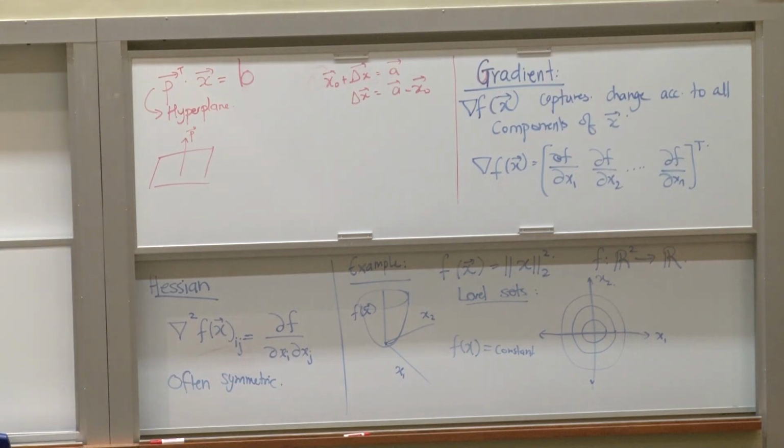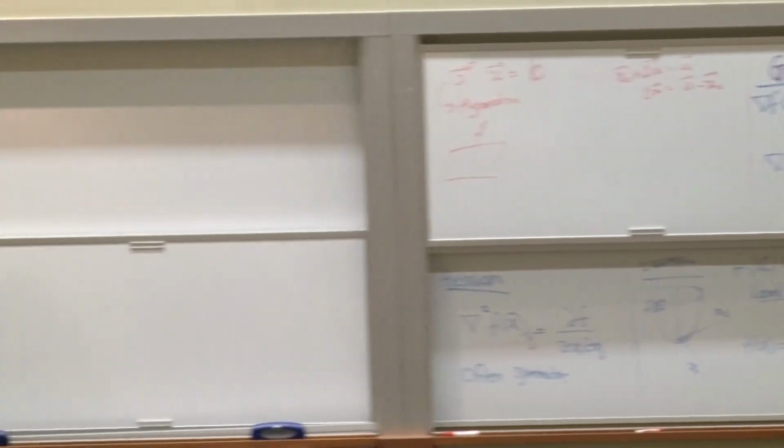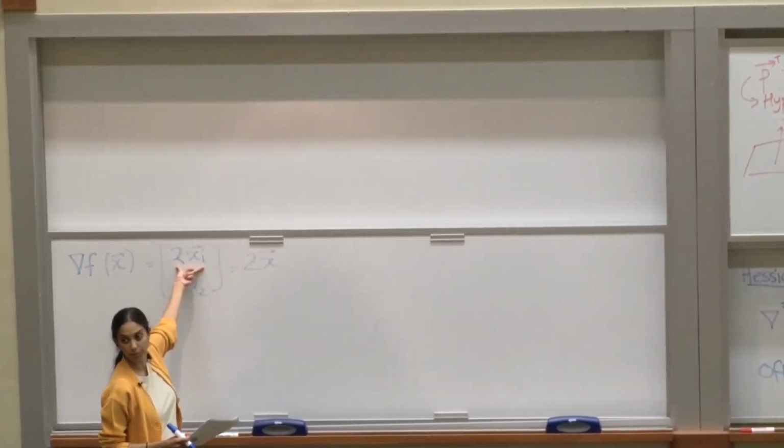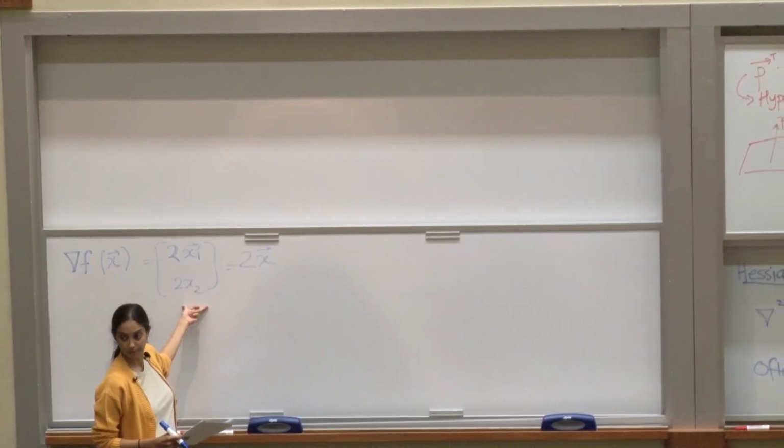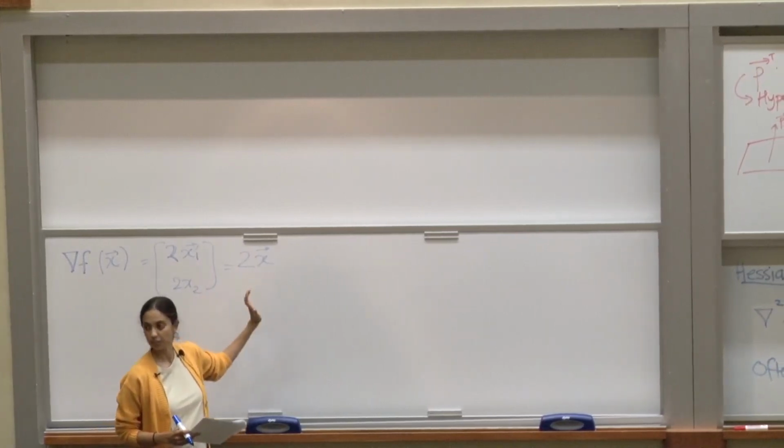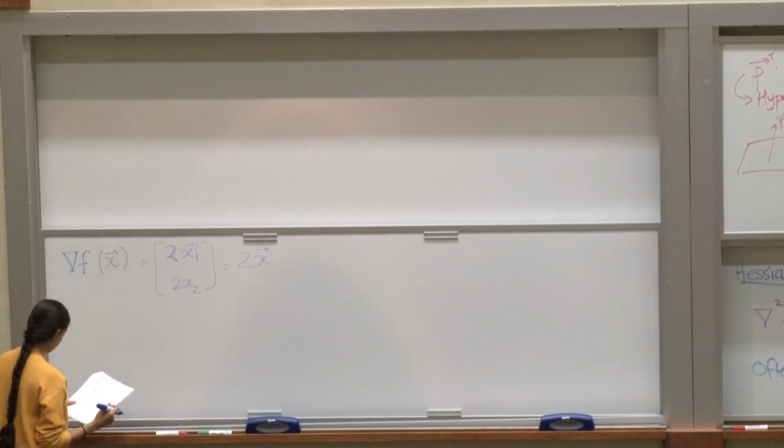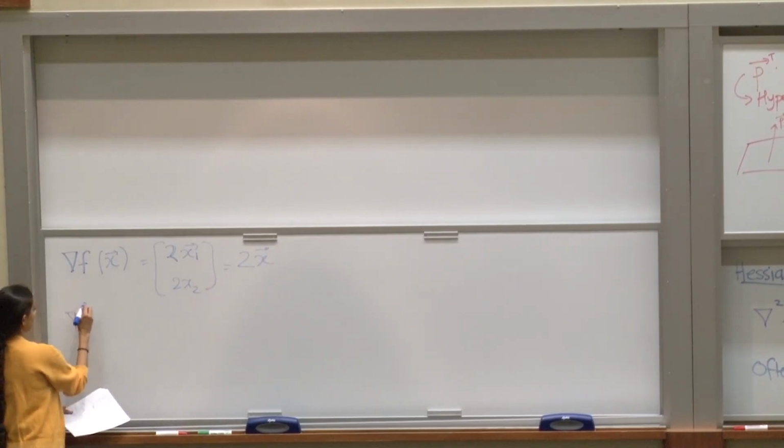So what is the gradient of f of x? 2x1, 2x2, otherwise written as just 2x, right? Why? Because basically you take the derivative with respect to the first component, derivative with respect to the second component. You can write this easily. What about the Hessian?